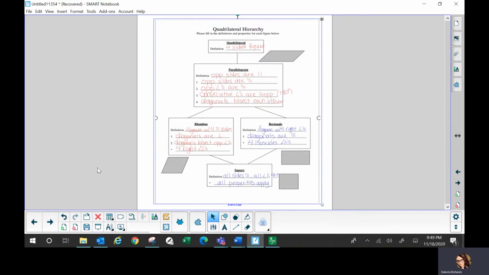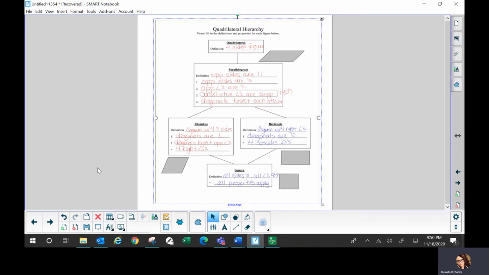In a rhombus, that is a parallelogram with four congruent sides. The diagonals are perpendicular. The diagonals bisect opposite angles. And you have four right triangles within that rhombus. A rectangle is a parallelogram with four right angles. Diagonals are congruent. And it has four isosceles triangles. Remember, an isosceles triangle has two base angles that are congruent.